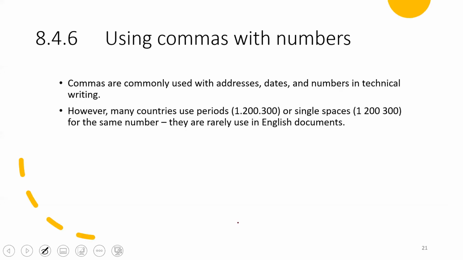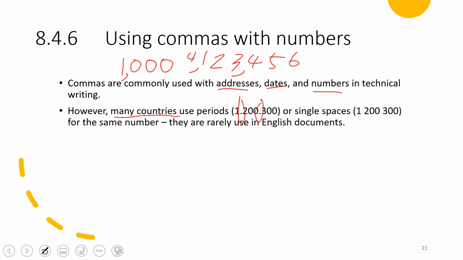Commas are commonly used with addresses, dates, and numbers. For example, 23,456. That's a unit separated at each 1,000. That's how we write in English. Many other countries use different punctuation marks. For example, they use a period. Some even don't bother to use anything, but they leave a space in between. In China, we write like that. We don't have any comma. As long as we can count it. Okay. 12,345. Make sure you have a comma.